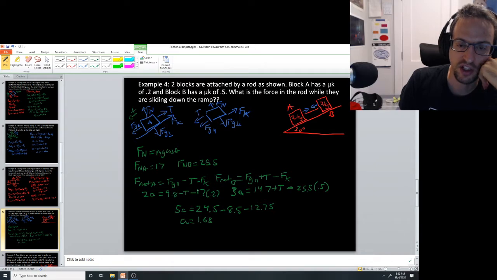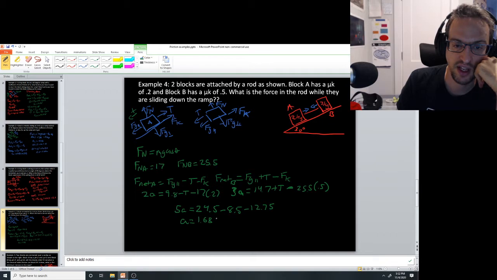So force in the rod. Then we just go back and we try and find that tension, right? So acceleration is 1.68 meters per second squared. We go right back here into this A equation, right? So we get 3.36 is equal to 9.8 minus the tension minus 8.5.